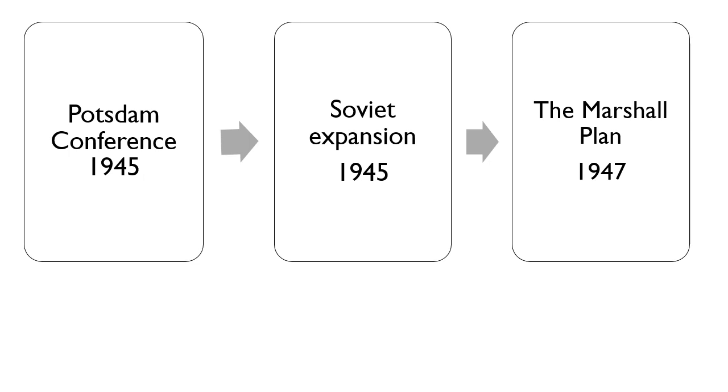So I would write a PEEL paragraph about each of these, about why they're important. Potsdam Conference, in some ways, decrease in tension, but increase in tension between East and West over elections. Soviet expansion, definitely increase in tension. And the Marshall Plan as well, definitely increase in tension between both sides.